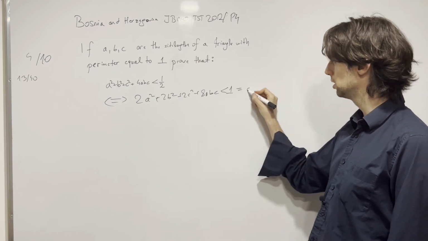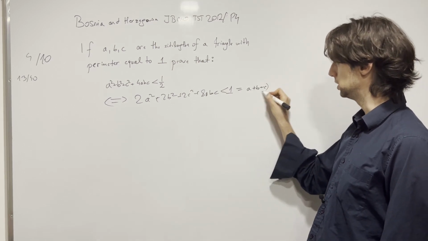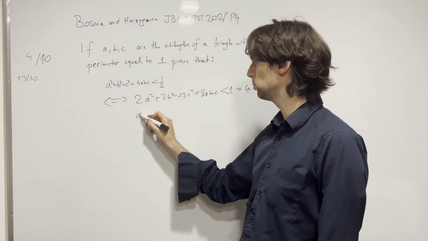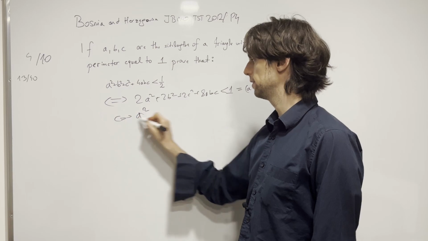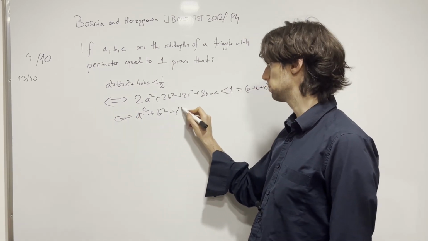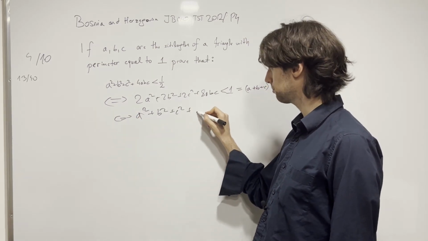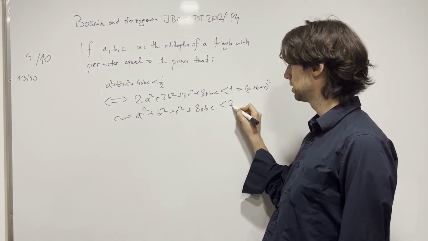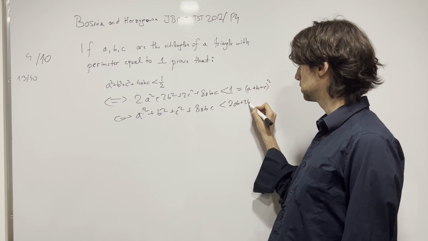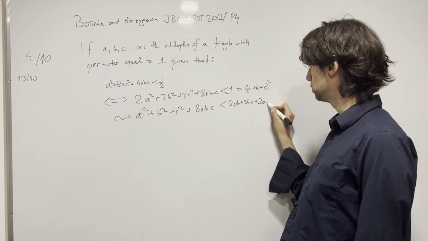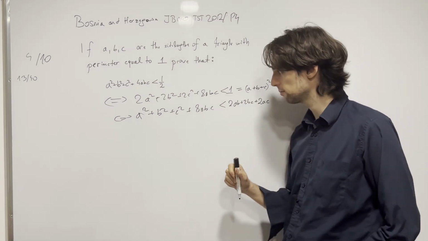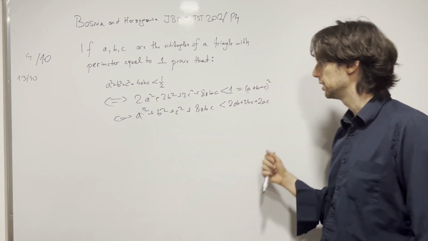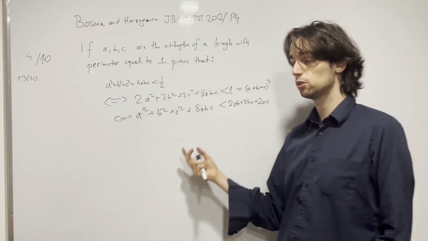Well, I'll set 1 to be equal to (a plus b plus c) squared. And now I'll get rid of some of the squares and this whole thing is true if and only if a squared plus b squared plus c squared plus 8abc is less than 2ab plus 2bc plus 2ac. Now, is there any way we can move forward? There are 2 ways we can move forward.